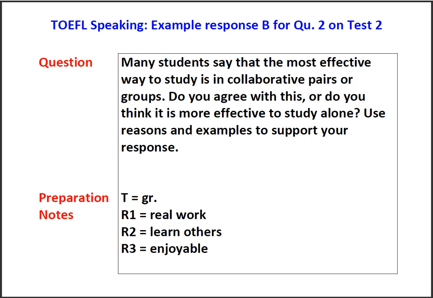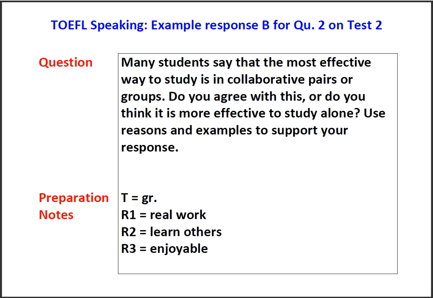Now if you look down there at the bottom, you'll see my preparation notes. These are the quick notes that I took down in the 15 seconds that I had to prepare to speak. I wrote T equals GR period, and that means my topic is groups. What you don't want to do here is start writing out lots of information that you're not going to really need to remember. I just wanted a quick prompt to remind me that I'm going to talk about groups. I'm brainstorming my way through my topic.